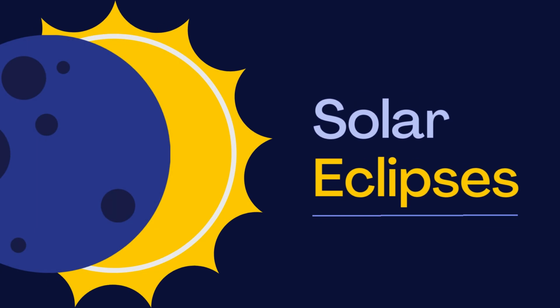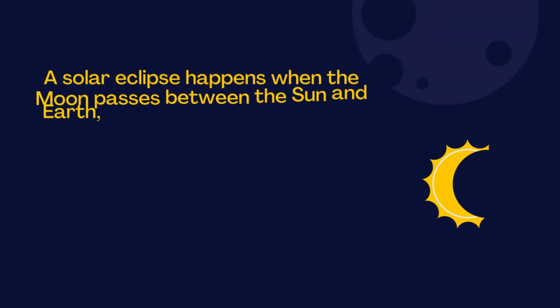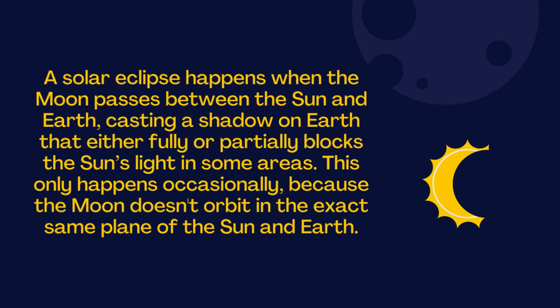Solar eclipses. A solar eclipse happens when the moon passes between the sun and Earth, casting a shadow on Earth that either fully or partially blocks the sun's light in some areas. This only happens occasionally, because the moon doesn't orbit in the exact same plane of the sun and Earth.